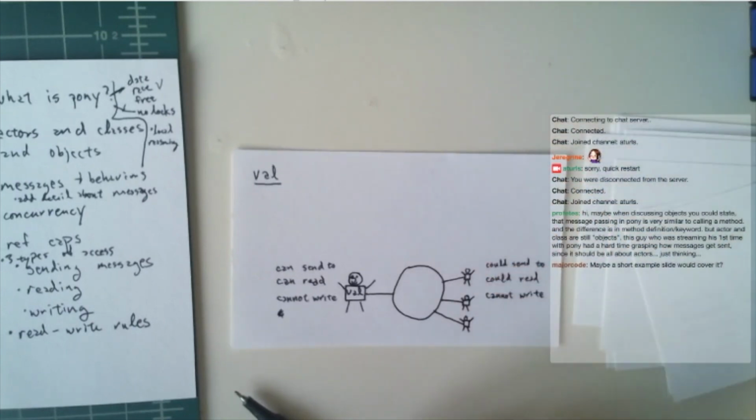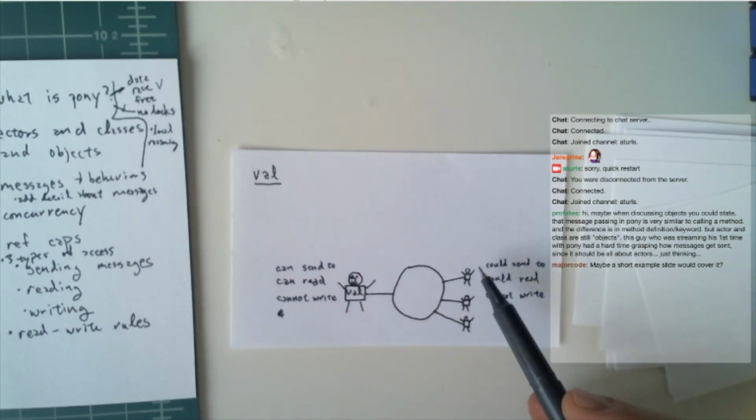So then we've got val. And val, again, we can send to an actor. We can use the val reference to read values in an object. But we can't use a val to write values to an object.